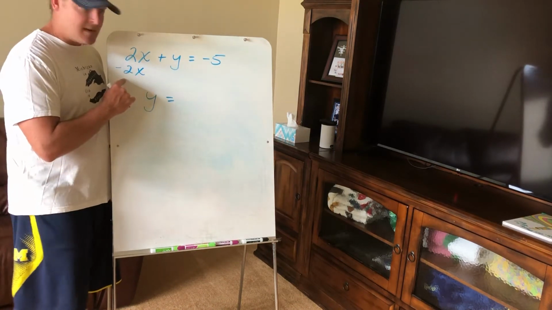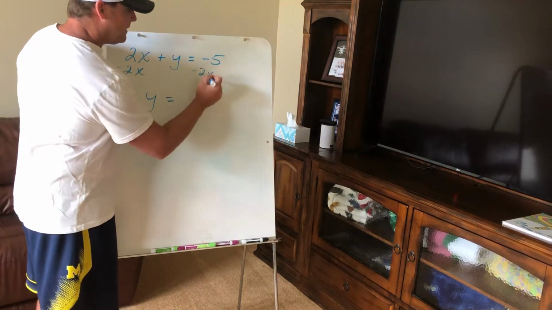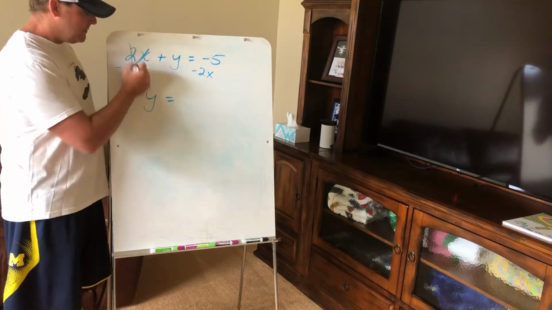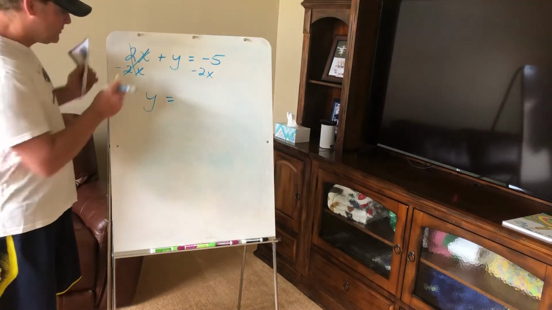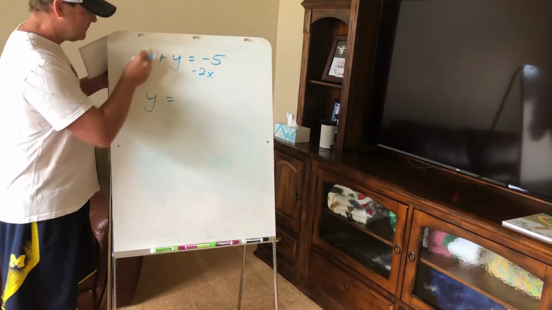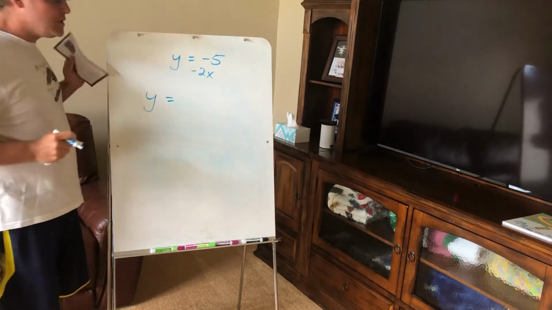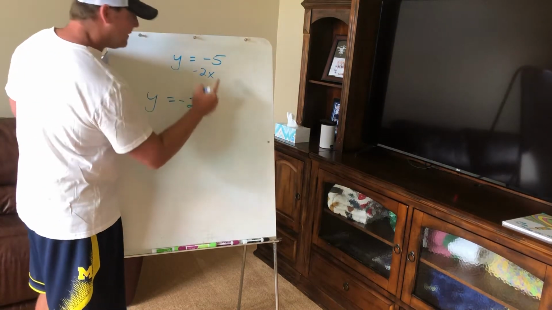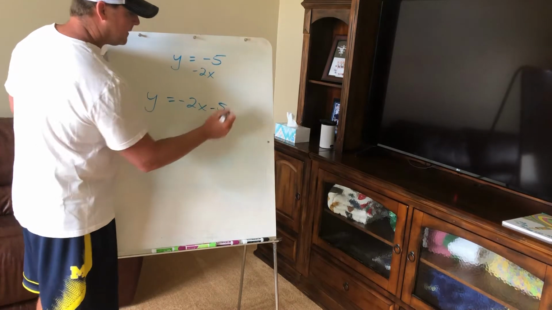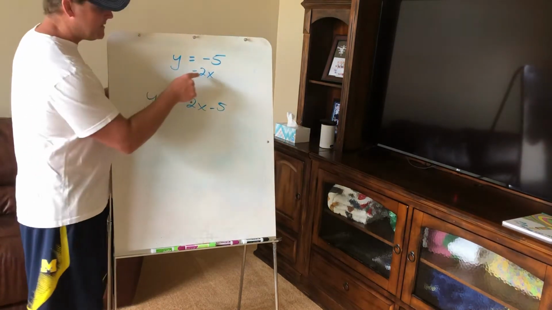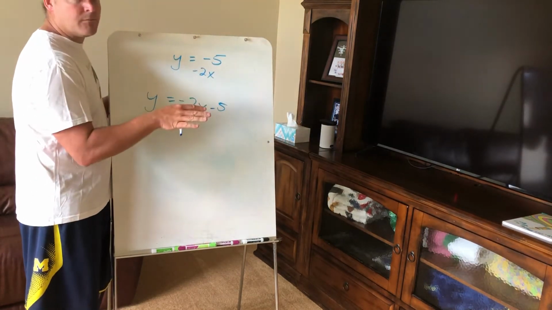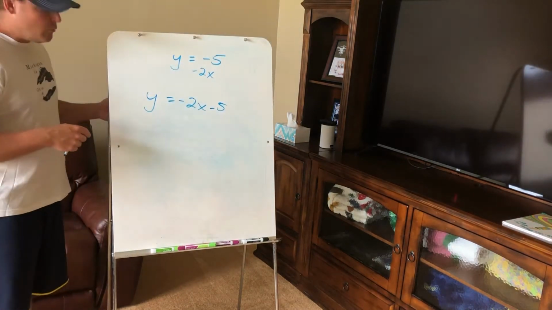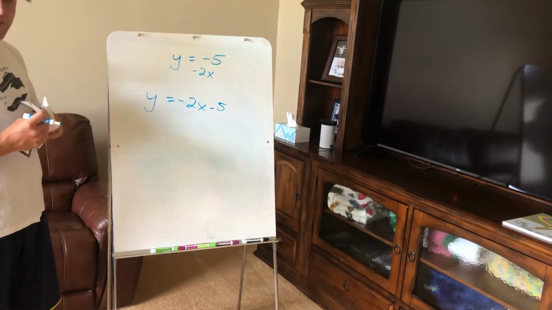What you do to one side of the equal sign, you have to do to the other. These are a neutral pair, so those basically eliminate. Those are gone. And you can see we're left with y equals negative 2x minus 5. Now don't even think for a second to combine those. They're not like terms, so you won't be able to combine those. And there's your answer. Y equals negative 2x minus 5.